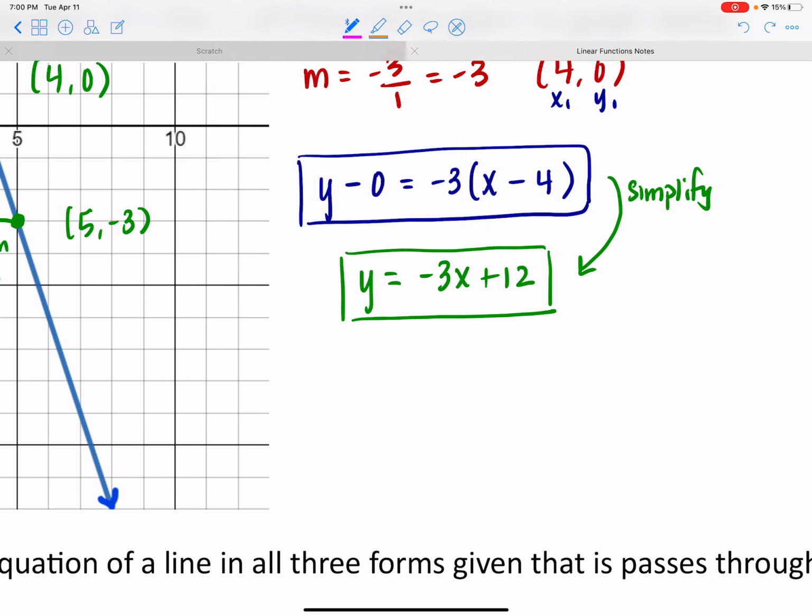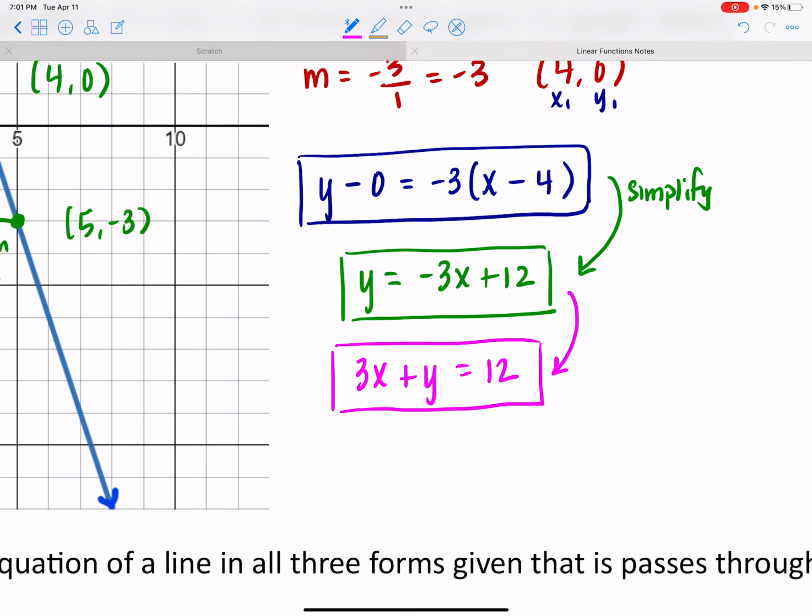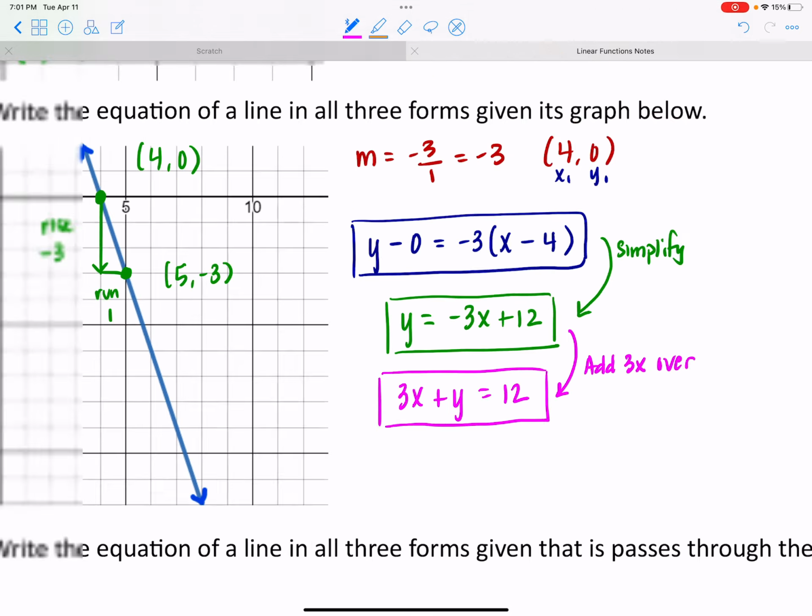Alright, then the last one we need is our standard form. That's just a rearrangement of one of the other forms. So I'm going to take the one in green here, just add the 3x over. So 3x positive on this side plus the y equal to 12 would be our standard form. And so to go from here to here, just add the 3x over. Okay, so there we have all three forms. Different information given, still really not so bad. Let's look at the next example.